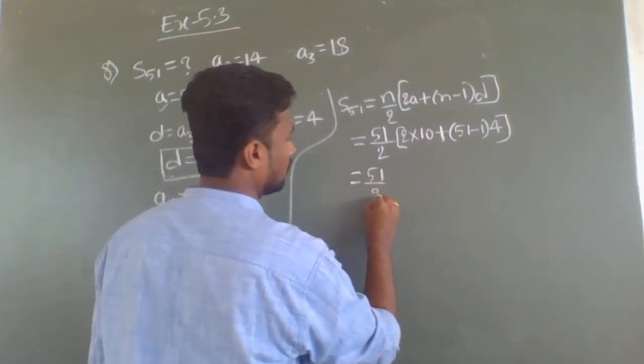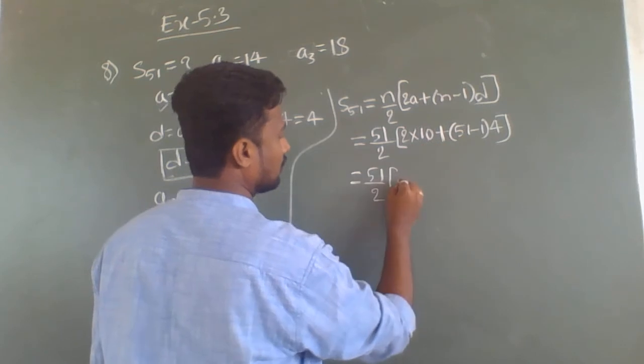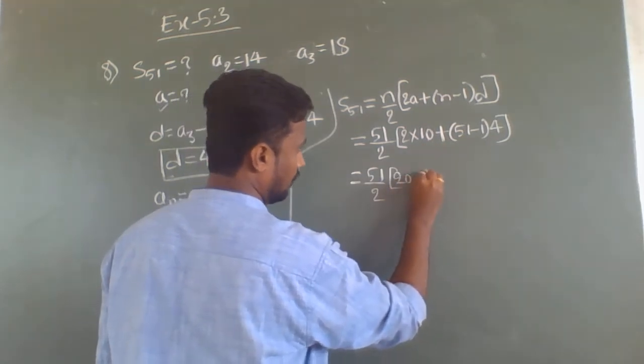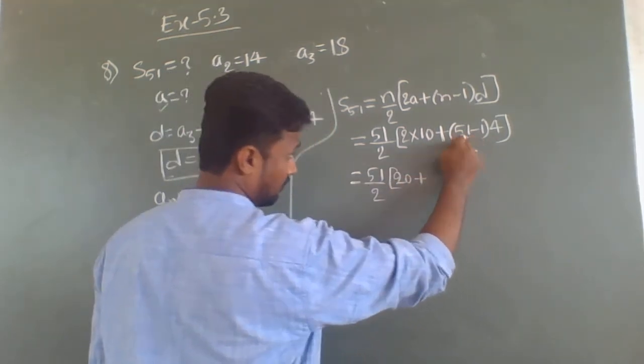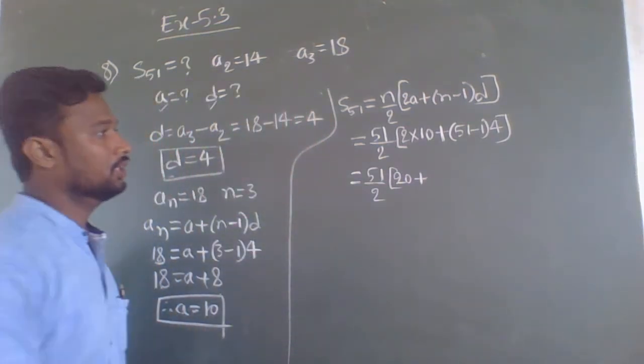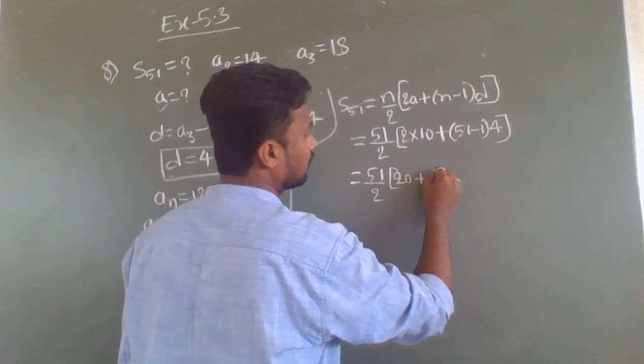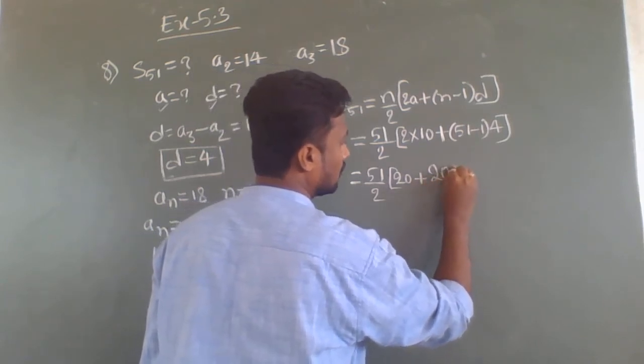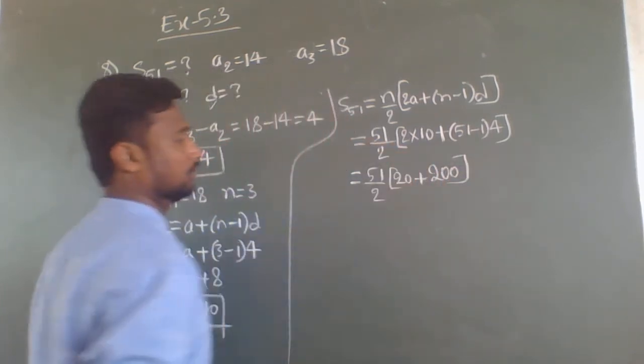51 divided by 2. 2 into 10 means 20. Next, plus 51 minus 1. 51 minus 1 is 50. 50 into 4 means how much will I get? 50 into 4 means 200.